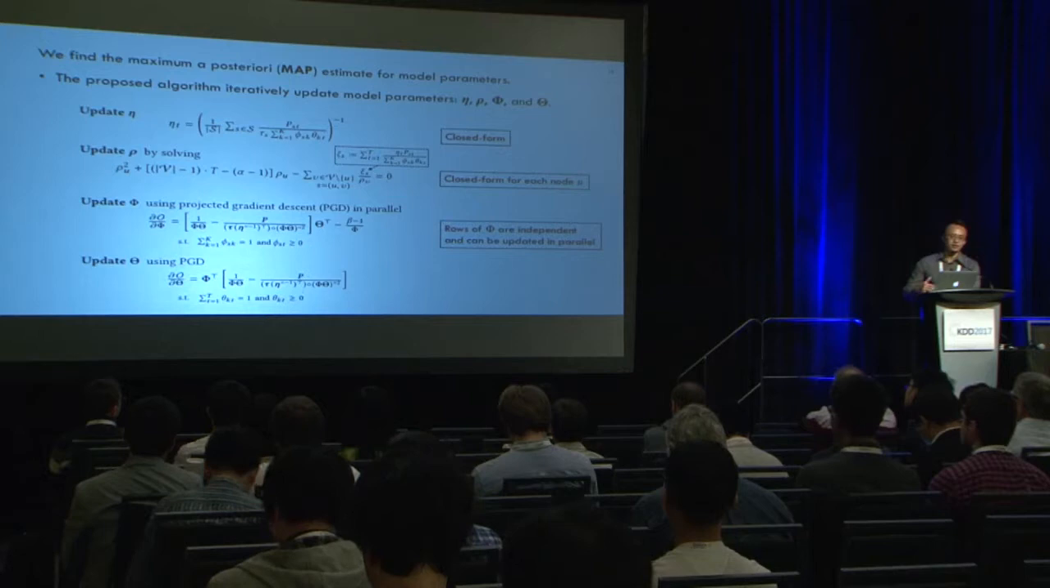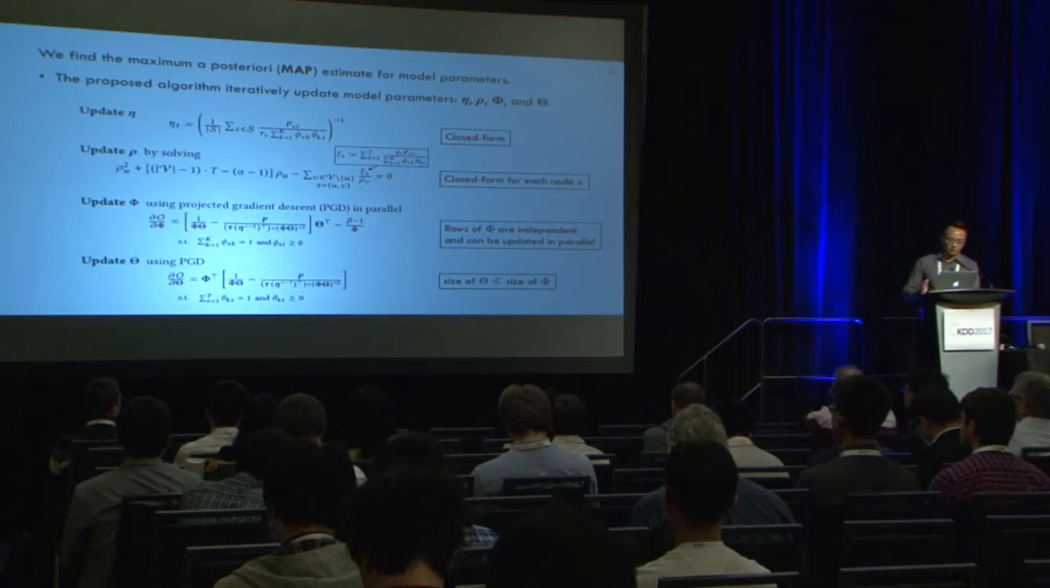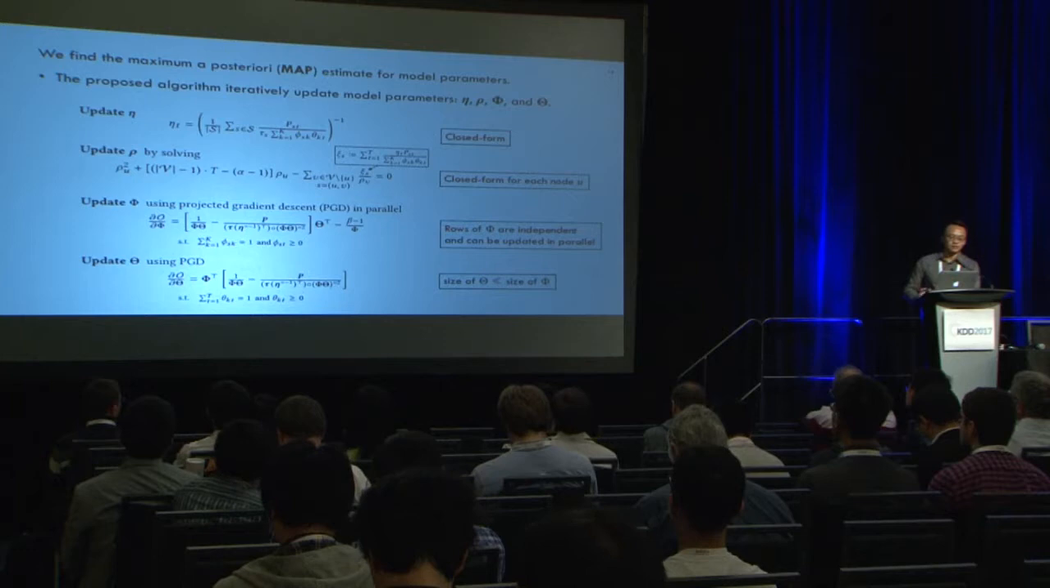And lastly, we have the theta. We still use PGD. However, the size of theta is much, much smaller than size of phi. So even by just using PGD, we still can get the parameter updated in a reasonable time.